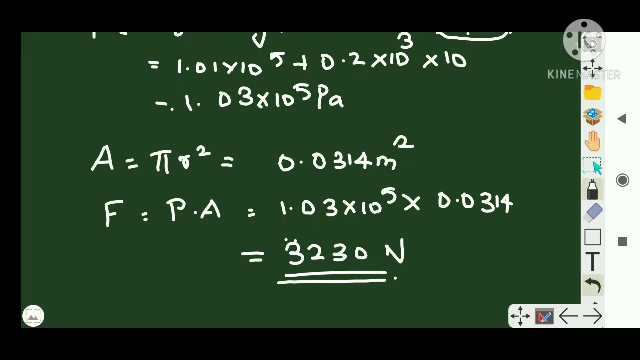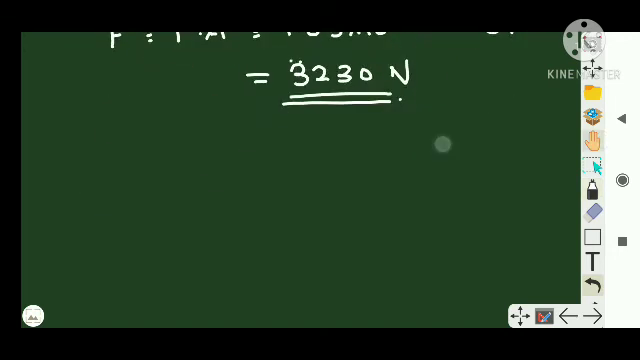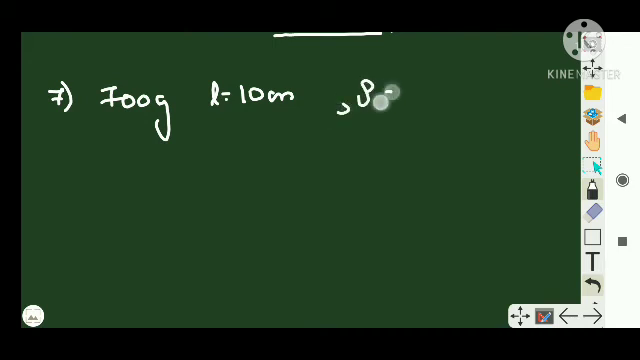Clear? Simple question, simple answer, right? Similarly, let us move on to the next question, that is the 7th one. A 700 gram solid cube of length 10 centimeter floats in water. If the density of water is given as 10 to the power 3 kilogram per meter cube, find the volume of the cube outside the water.